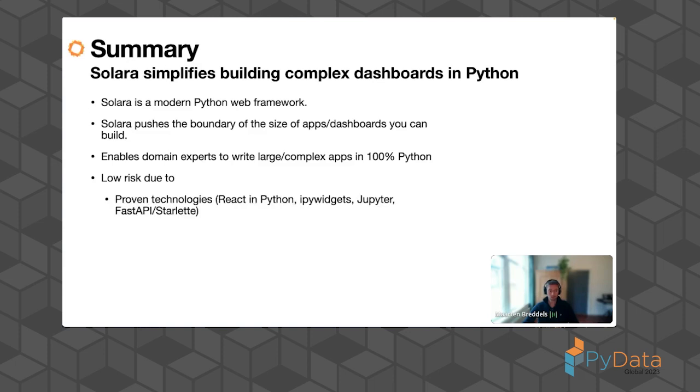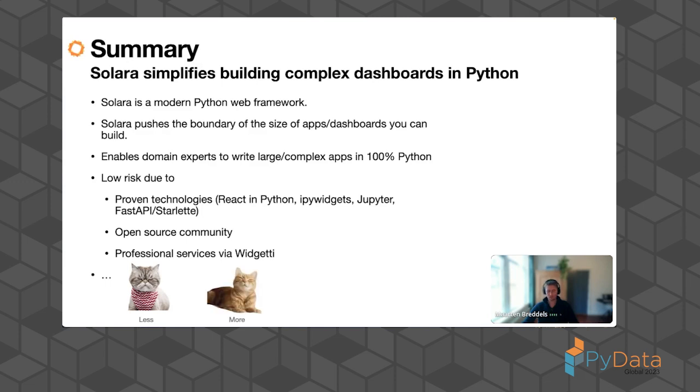We think it's really low risk because we're using proven technologies. We have an open source community, so there's quite some help you can get, but you can also get professional services. And at last, we want to see less of this grumpy cat and hopefully more of this happy cat.